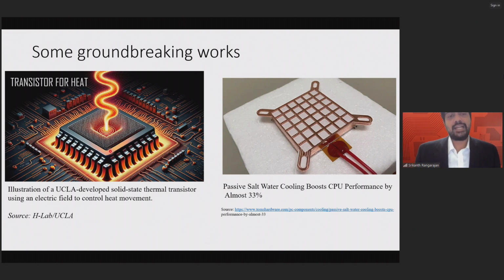But in that article, they mention that there is a way to move the heat by using a solid state thermal transistor. And there are also some studies using passive salt water cooling, which seems to boost CPU performance by almost 33%. So some of these groundbreaking works are also happening. They are looking for a different kind of cooling, different ways of embedding the cooling solution, getting onto the transistor level itself to remove the heat.